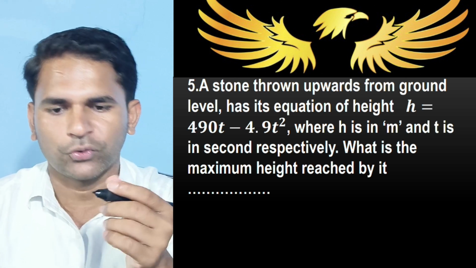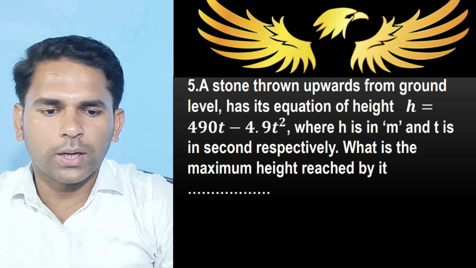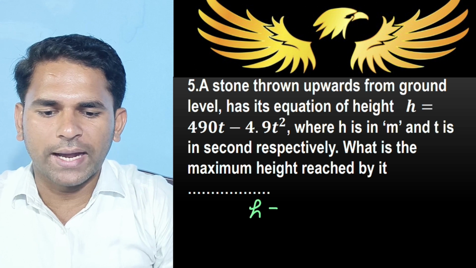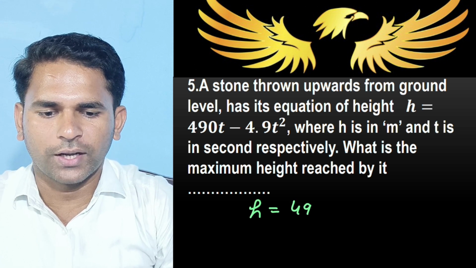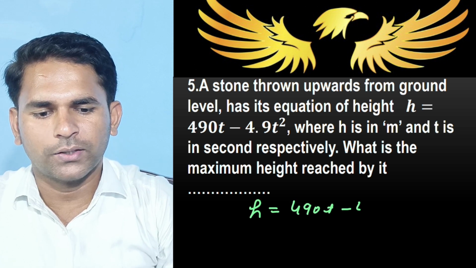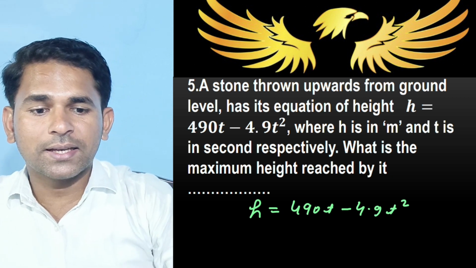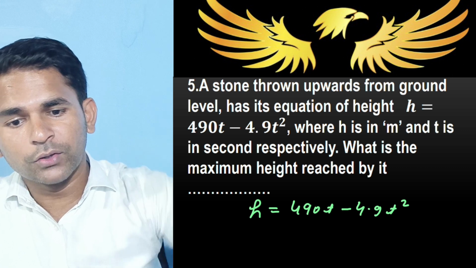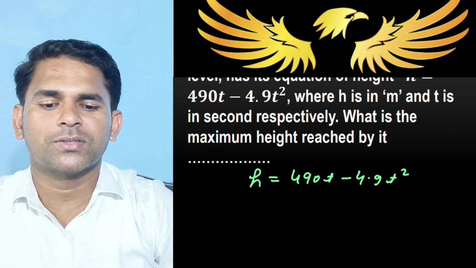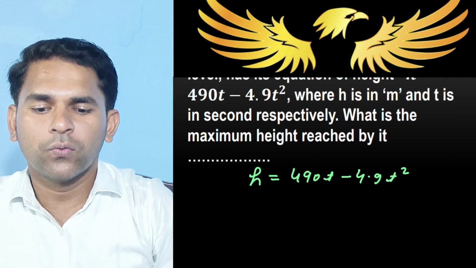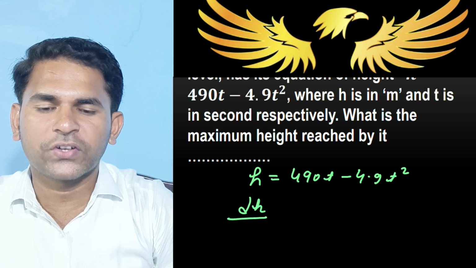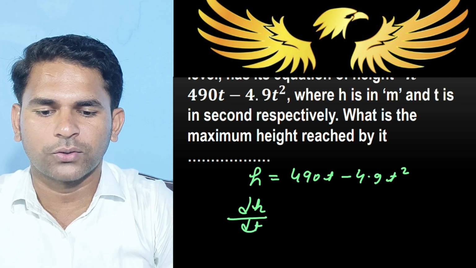So please proceed. Now what is given here? The height equation is given, h equal to 490t minus 4.9t square. They are asking for the maximum height. So maximum height means, what we can consider here, first we will differentiate this with respect to time.